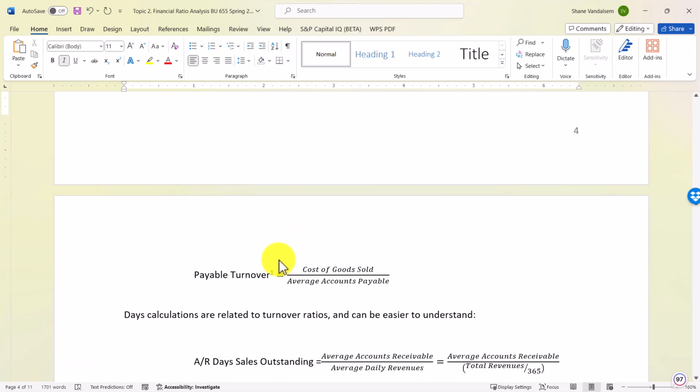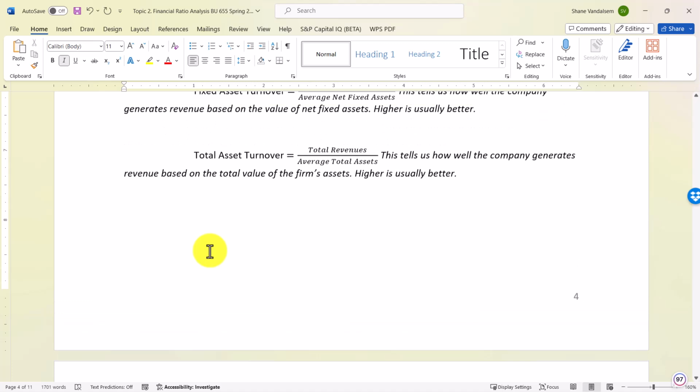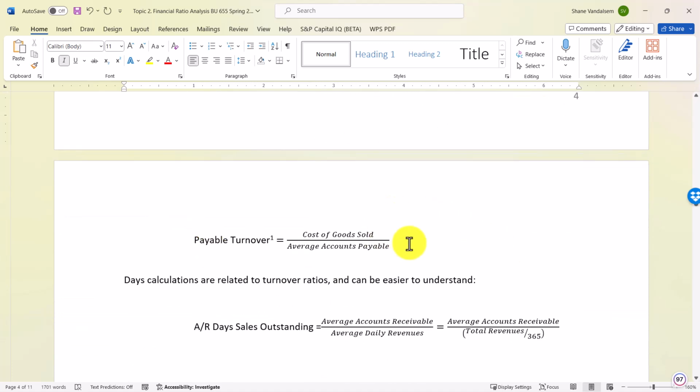The last item I have here in the turnover ratios is one that's not an actual asset turnover ratio, but I like to include it here because we're going to talk about the cash conversion cycle here in a few minutes. And this is one we need to recognize for that. It's the payables turnover. You notice here I have a little footnote here. I'll explain it here in a minute. But payable turnover tells us how fast the company is paying its payables.